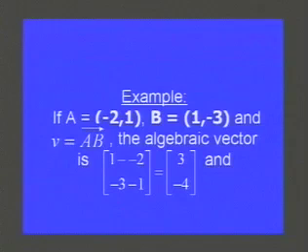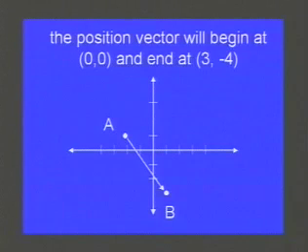And if I wanted to do the position vector for that, you remember the components are b1 minus a1 and b2 minus a2. Well, the position vector is going to begin at 0, 0 and end at 3, -4. Okay, so good old AB went from -2, 1 to 1, -3. The position vector is going to go from 0, 0 to 3, -4. And as you can see, they're the same length and they point in the same direction, kind of southeast.